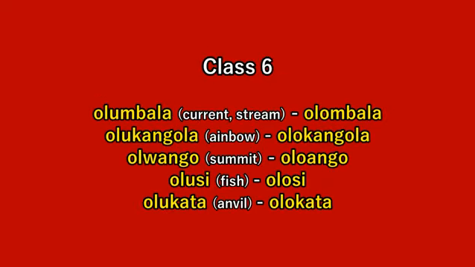Class 6, according to grammars, it's supposed to describe extensions, extensive things that spread around, that occupy a lot of space. Olumbala is a current. Olombala are the currents. Olukangola is a rainbow. Olokangola are rainbows. Oluango, a summit of a mountain. Oloango are the summits. Olusi is a fish. Olosi are fishes. Olokata is an anvil. Olokata are anvils.